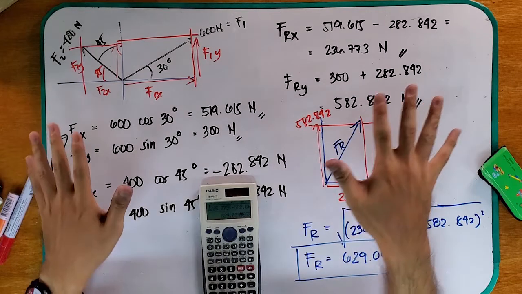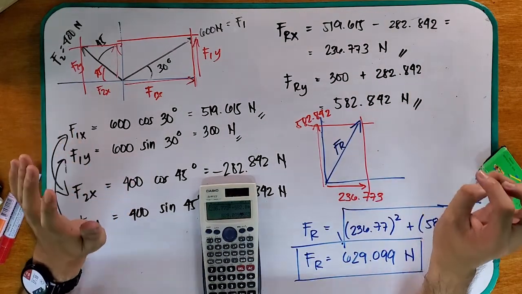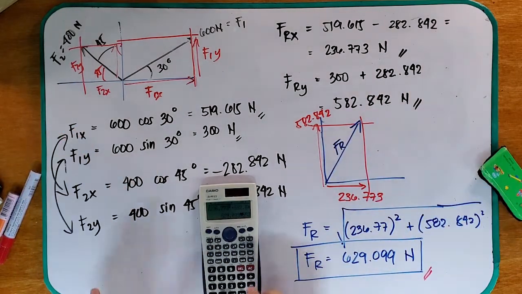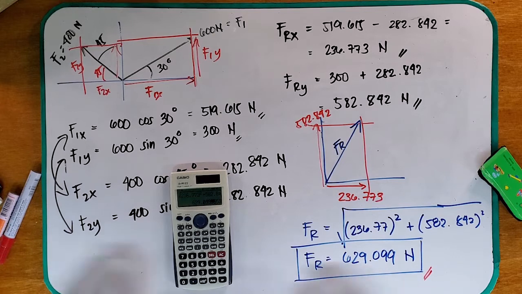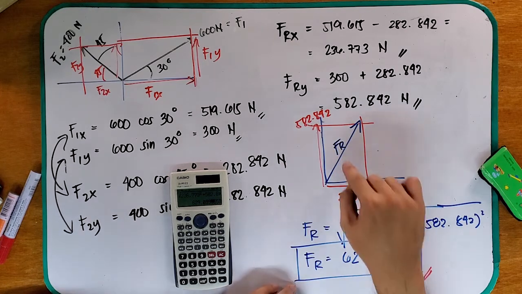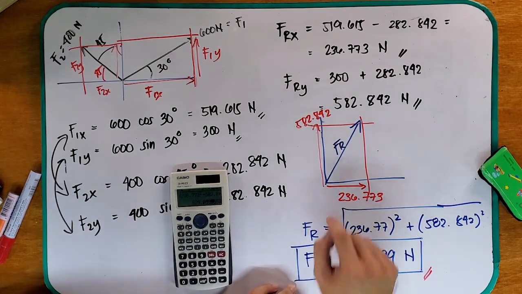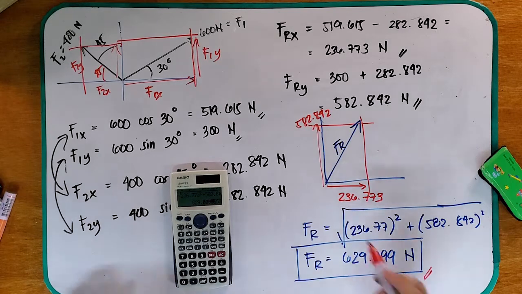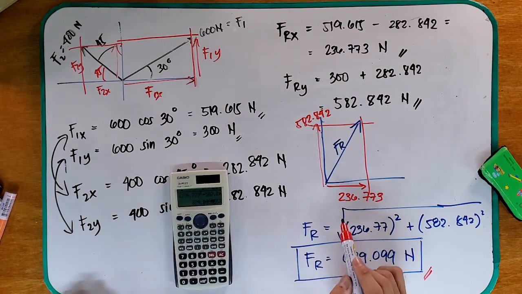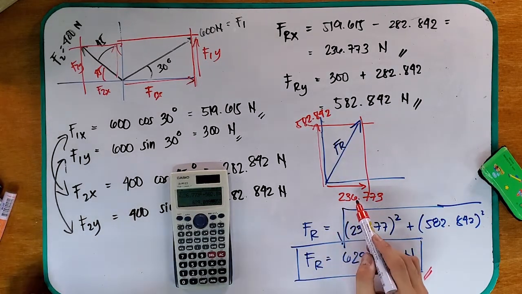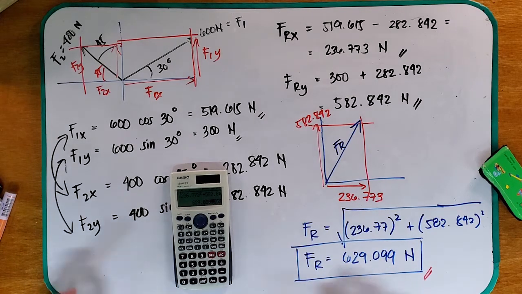Okay guys, our camera shut down because both batteries are dead. So we will just continue to solve without the camera. So you have here the answer of 629.099 newtons of your Fr. And we solved it by using the Pythagorean theorem because we already know the magnitudes of your x and y.